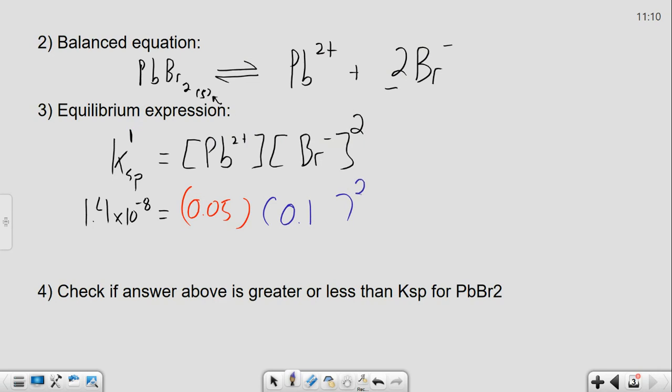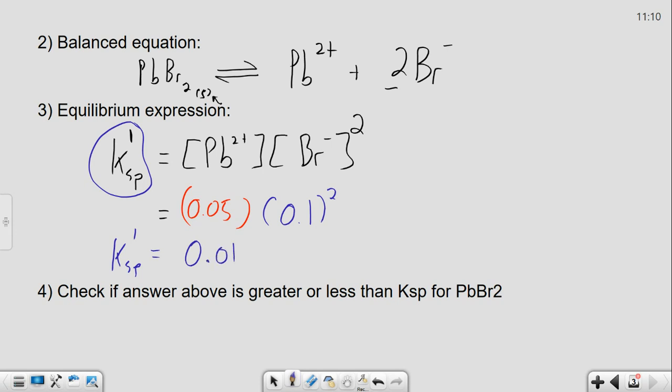Oh, sorry, big mistake. I don't want to put my KSP in there yet. That's what I want to compare against. I need to find my KSP. So I don't want to plug KSP in here because I'm finding my own. I'm finding KSP prime. So I don't want to use KSP. I want to calculate KSP for this. So I take 0.05, I times it by 0.1 squared. And it gives me an answer. KSP prime should be for this 0.01.